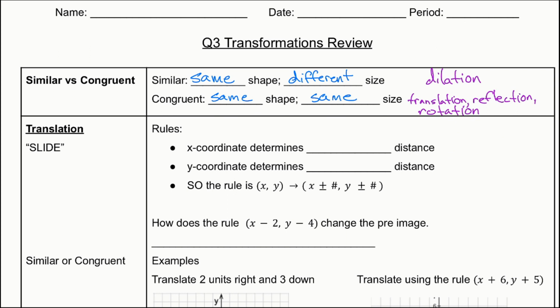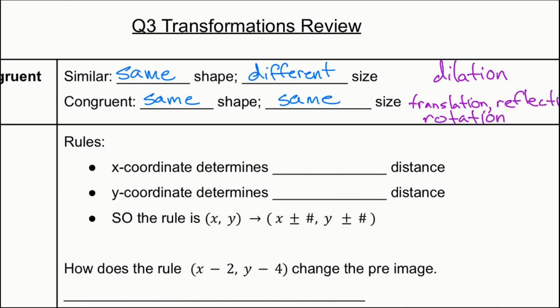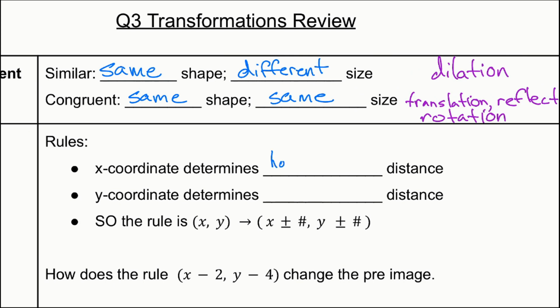The rule is that if you are sliding to the left or the right, the x coordinate determines the horizontal distance, which is going to be the left or right. So the change in going left or right. The y coordinate is going to determine the vertical distance that you would be sliding. So vertical is going to be up or down.